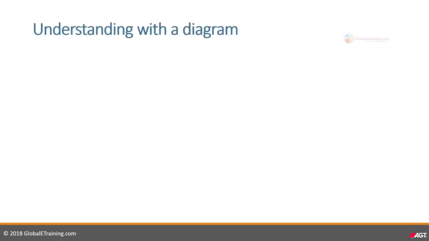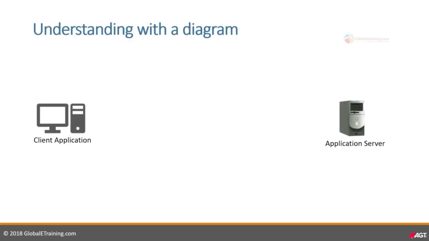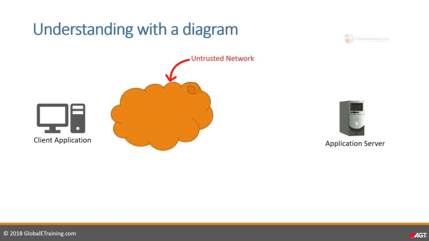Let us take a quick look at this using a diagram. We have a client machine on the left and we have an application server on the right. And both these systems are connected using an untrusted network, say for example, the internet. Now, when these machines communicate over an untrusted network, you cannot guarantee that nobody hacks into your data. And this is where the SSH server comes into the picture.